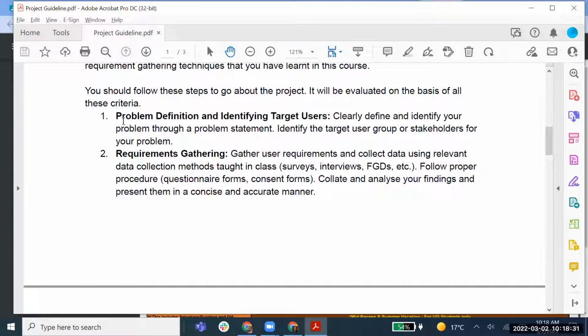So when we talk about the first part, problem definition, let's discuss it first. In the problem definition, you have to define the problem, right? You have to discuss the problem. When we say problem definition, it doesn't mean that you just give a 1 or 2 line definition. Problem definition also includes the background of the problem, right?